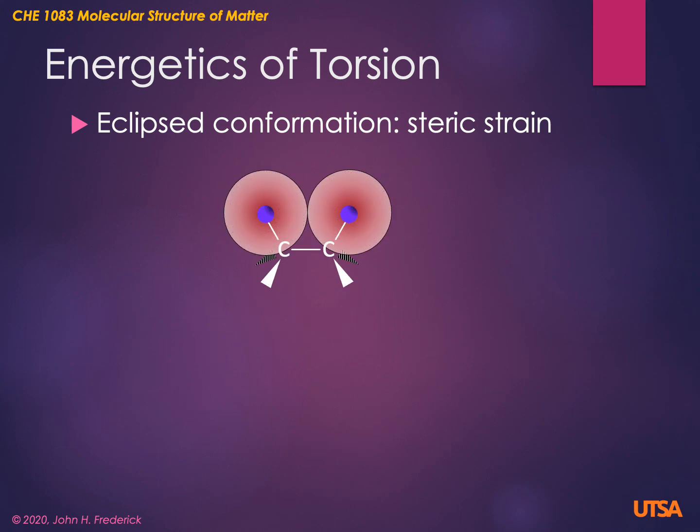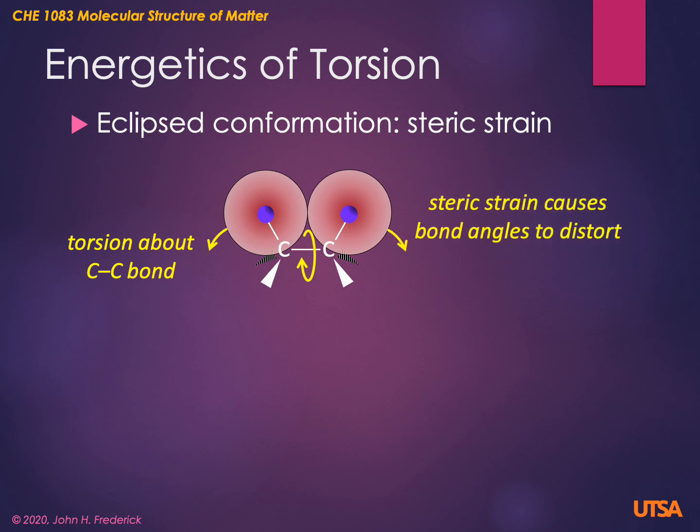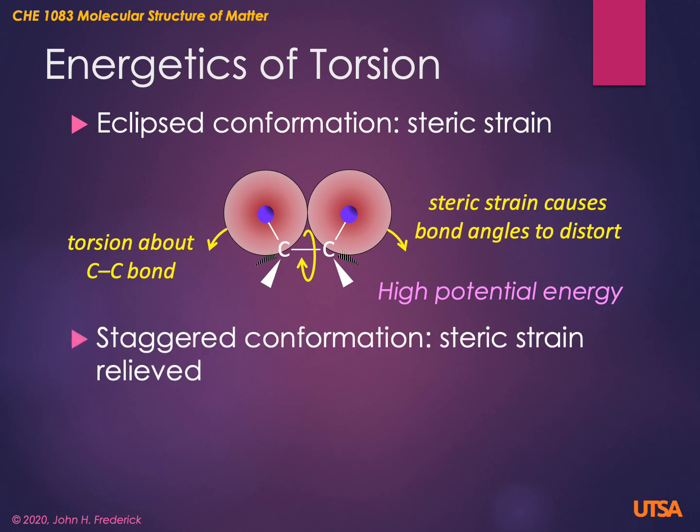So here are two carbon atoms with large atoms attached undergoing some kind of steric strain. There can be torsion about this carbon-carbon single bond that can relieve that strain, but the steric strain also causes the bond angles to distort. So when those two atoms are eclipsed, it's basically pushing them farther apart, and that act of pushing them farther apart leads to a higher potential energy. They would prefer to be at tetrahedral bond angles as dictated by the VSEPR model. So when those big things get in each other's way, we're going to add energy when they are actually eclipsed. In the staggered conformation, that steric strain becomes somewhat relieved.